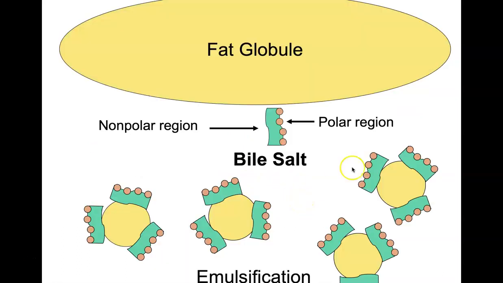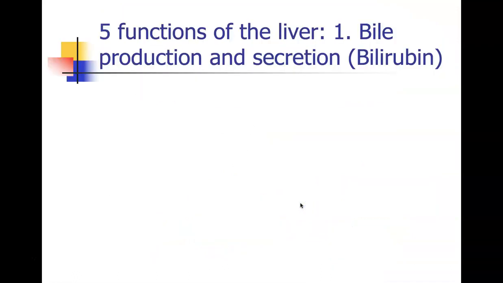Here's the process of emulsification. Imagine we have a big fat globule, and the bile salt then cuts it up into smaller pieces so that these enzymes then can attach to and break it down.